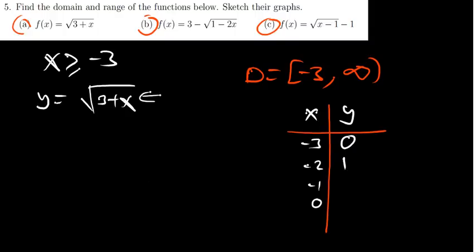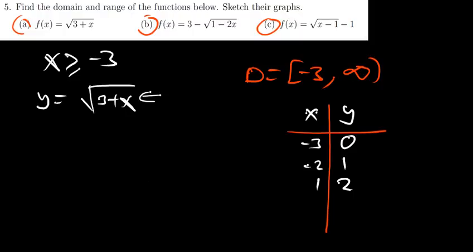What if I put 0? 0 is going to fail. What if I put 1? If I put 1, 3 plus 1 is going to be 4. The square root of 4 is 2. That's all. I'll end there.